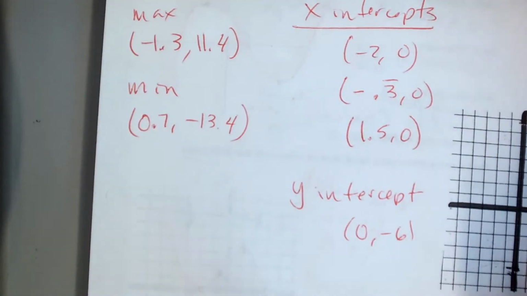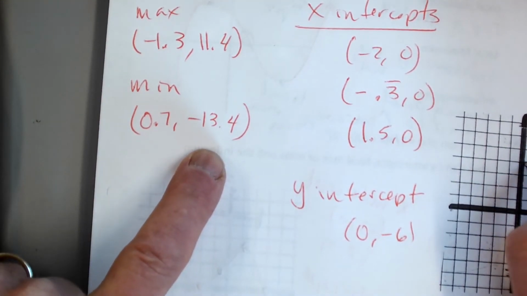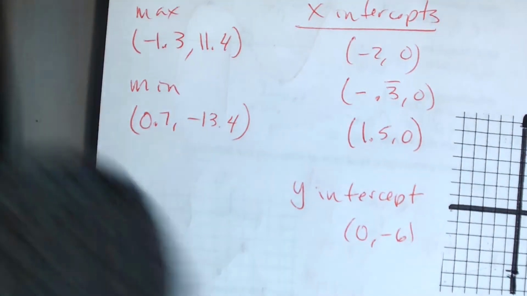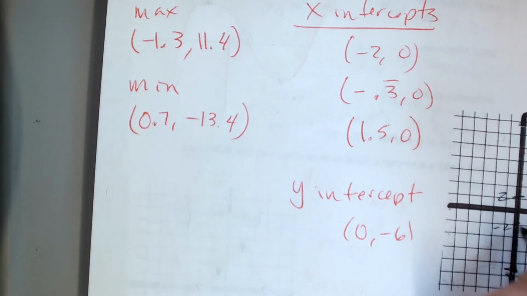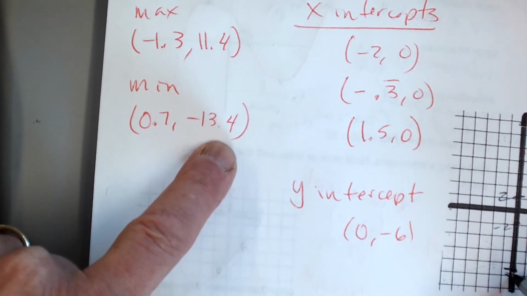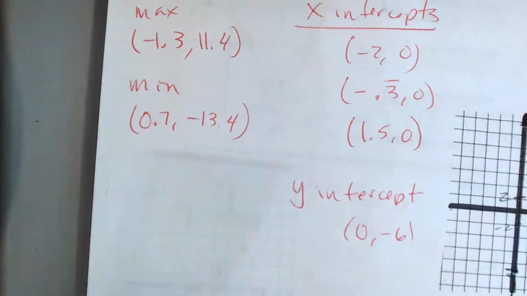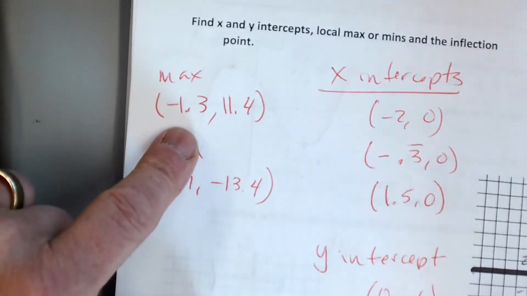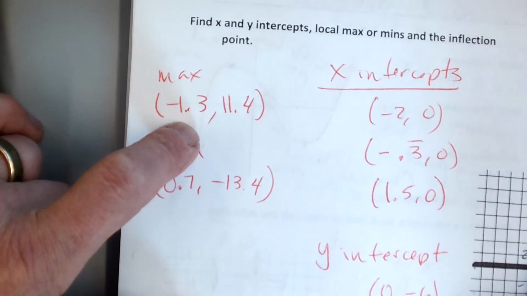So I'm probably going to need to change my scales because I've got to go all the way down to negative 13. So let me go by 2s on my y scales, okay? Negative 2, 4, 6, 8, 10, 12. So negative 13 is right about here somewhere. It doesn't have to be perfect because I have it all here, but negative 1.3 and 11. I'm going to go by 1s on my x scales and by 2s on my y's, okay?